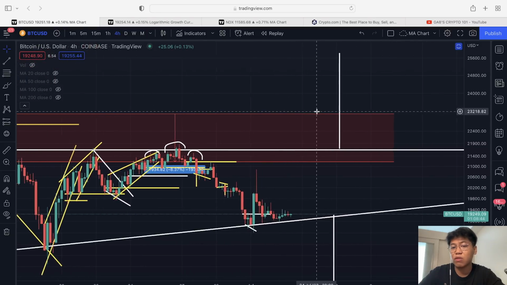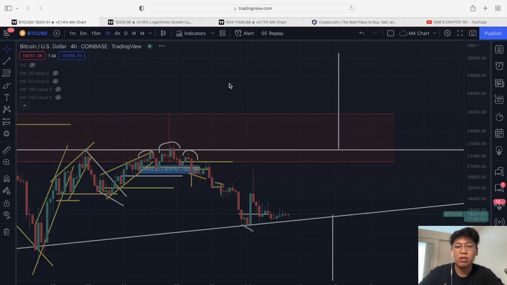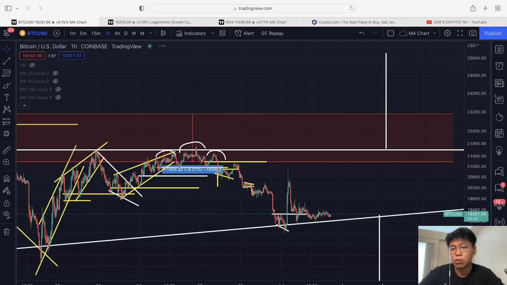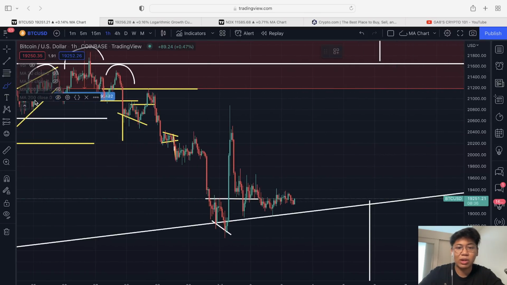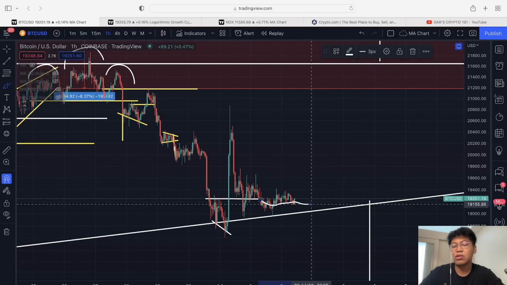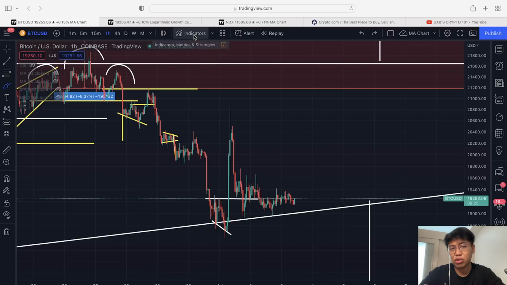But when it comes to the very short term within the hourly, we still don't have any indicators for now. As you can see, Bitcoin is relatively just moving sideways dito for the past few hours. So I'm just going to wait this one out. Kung walang matitrade, then pasintabi lang muna and let's just wait this one out. And that's Bitcoin for the very short term.